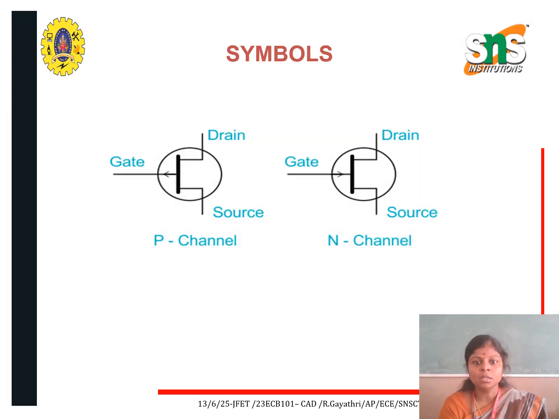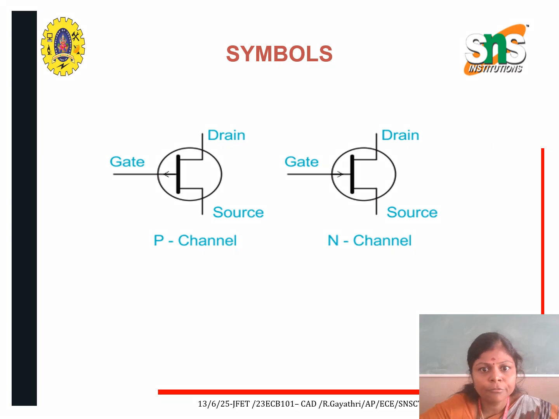Coming to the symbol, the JFET is basically classified into two types, the P-channel JFET and the N-channel JFET, and it has 3 terminals: gate, drain and source. The difference between P-channel and N-channel is that in the P-channel the arrow mark on the gate points outwards. In the N-channel, the arrow mark is given pointing towards the channel.